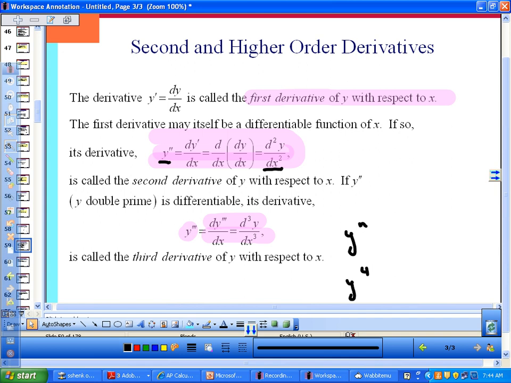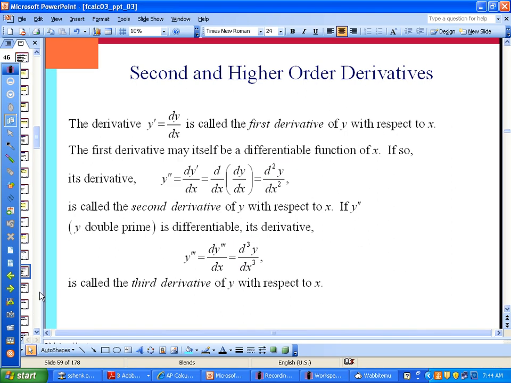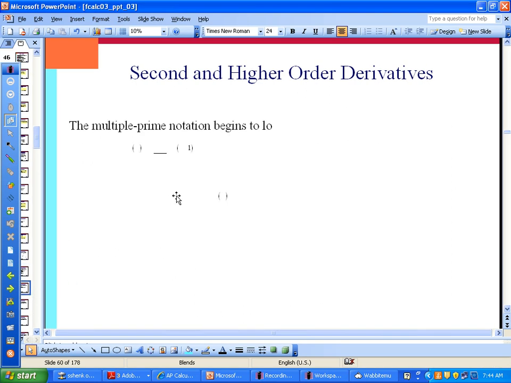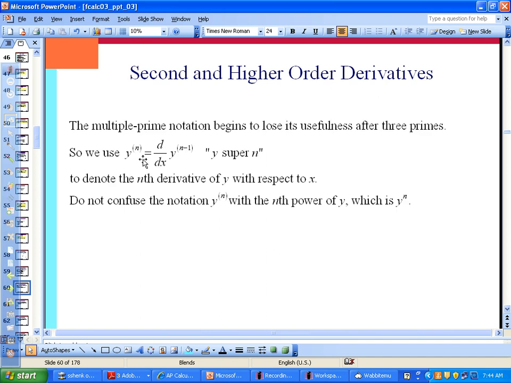So y prime represents the derivative, y double prime is the second derivative, y triple prime is the third derivative, but we're not going to go any farther with the primes. We'll go super n. I believe they've got that on the next slide. Okay, so the multiple prime notation begins to lose its usefulness after 3 primes, so we use y parentheses n, which is read y super n. So d dx of y parentheses n minus 1, all those represent the same thing then. So that's the nth derivative.